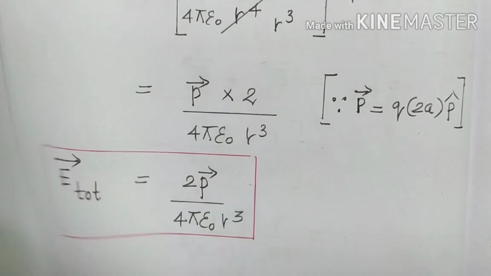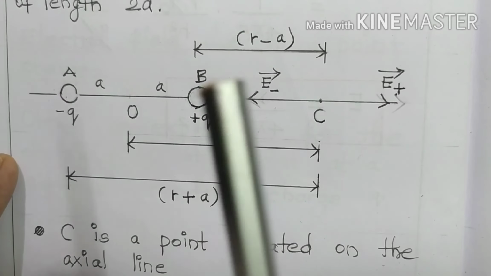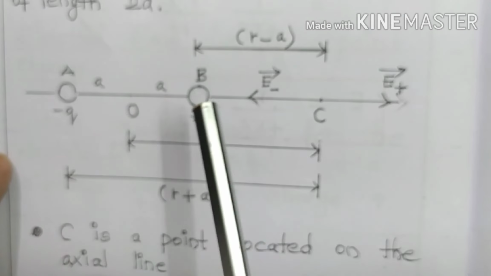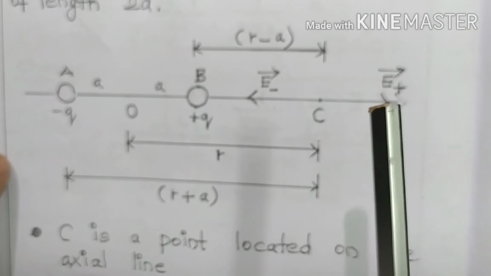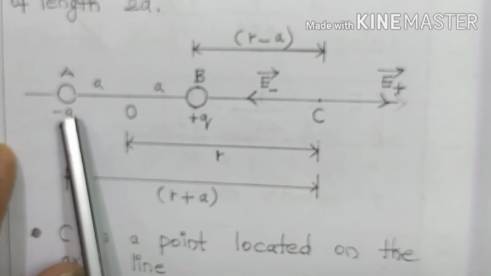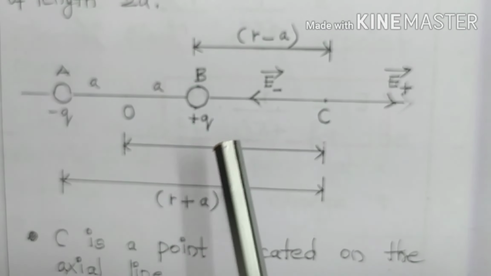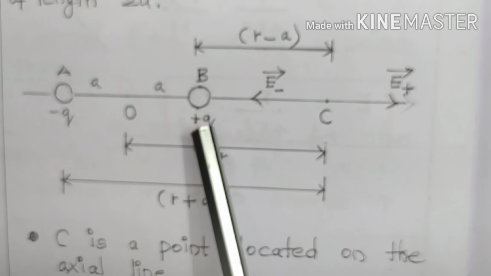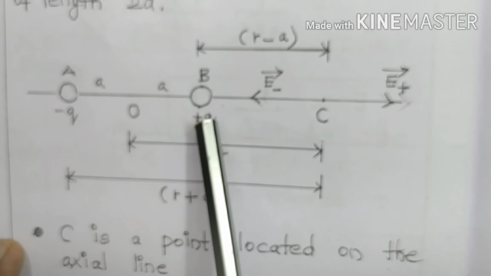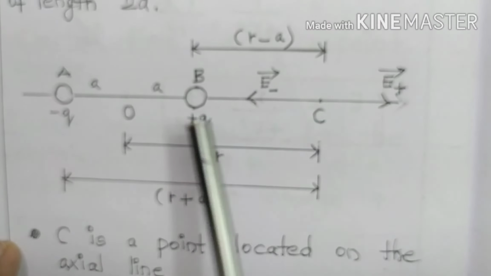Now if we take a close look at the diagram, we can find it. What is the direction of the electric field? The total direction of the electric field is towards this way, E plus. The reason is, though both minus Q and plus Q exert force on C, the electric field due to B, that is plus Q, is more because it lies closer to C. So on the whole, we have to take this direction only for electric field.